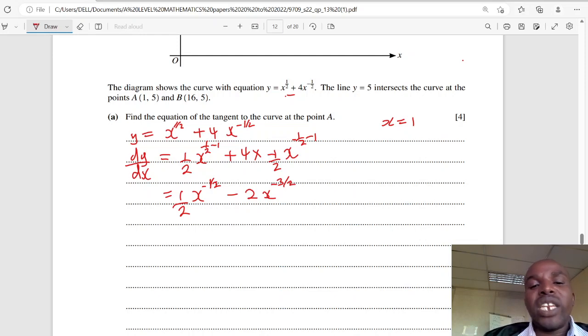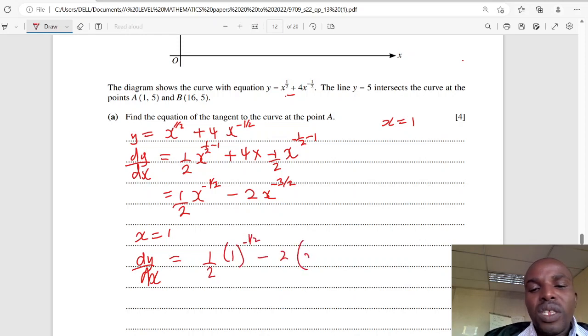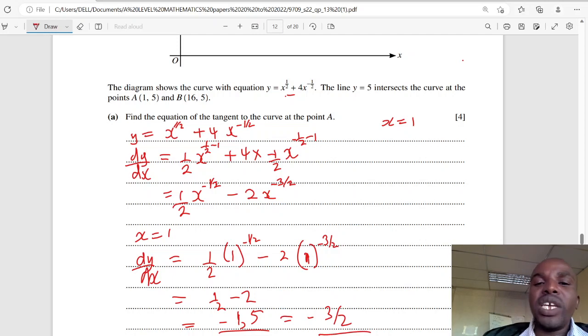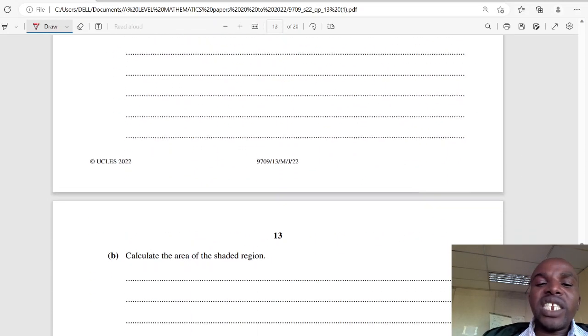So you put x = 1 now. So at x = 1, what will be the gradient? It means dy/dx is equal to half times 1 to the power minus half, minus 2 times 1 to the power minus 3 over 2, like this. So this one will be half times 1, 1. So it's just half minus 2. Half minus 2 is minus 1.5. That's your dy/dx, or minus 3 over 2, if you choose to put it this way. Done. That's the gradient of the tangent at point A.